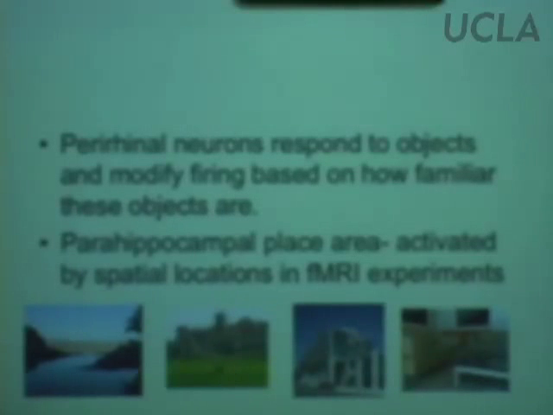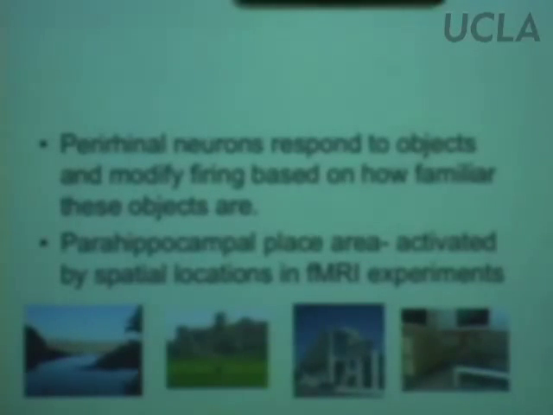Now, in the parahippocampal cortex, you don't really see so many of those kinds of neurons, but there's a lot of evidence, particularly from fMRI experiments, that in the parahippocampal cortex you see a lot of spatially activated regions.